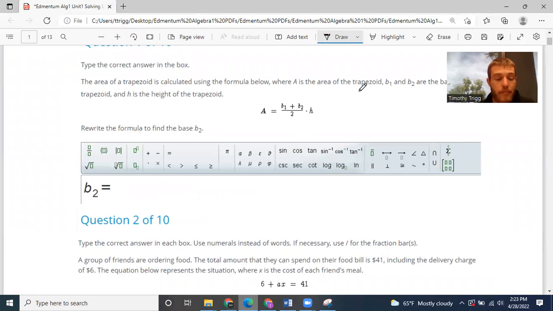This first one's kind of tough. Rewrite the formula to find the base B sub 2. Now, notice you have two different B's in this equation, right? You have B sub 1 and B sub 2. Whenever you see those subscripts, those don't actually do anything mathematically.